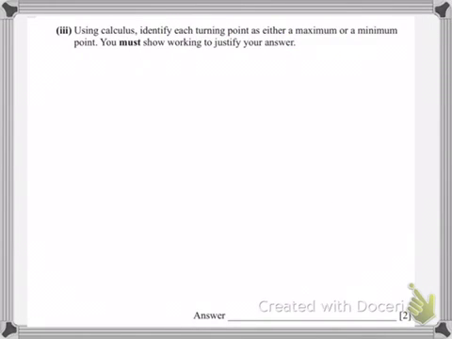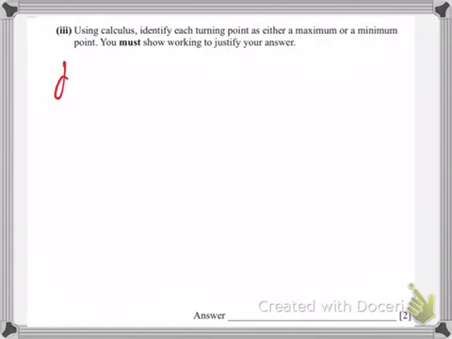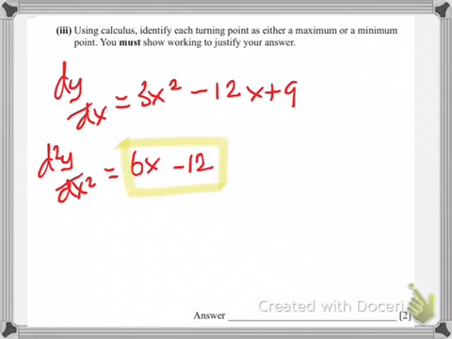Now, you're using calculus to identify each turning point as a maximum or minimum. This is where we differentiate again. dy by dx was 3x squared minus 12x plus 9. So d2y by dx squared is equal to 6x minus 12. And that is our second derivative, which is our function for finding whether it's a minimum or maximum.